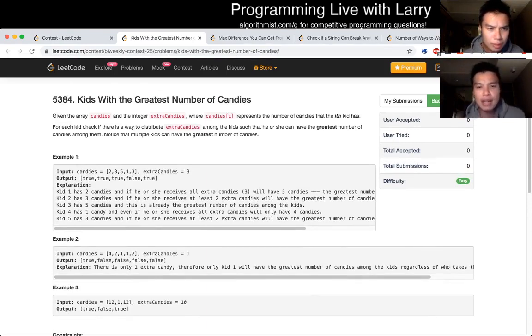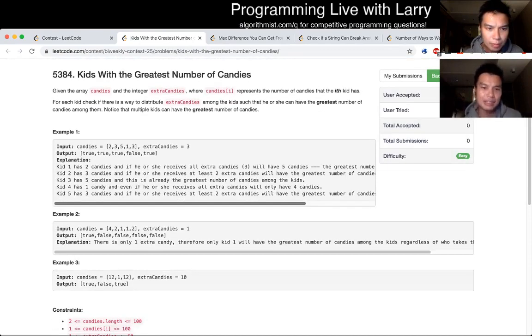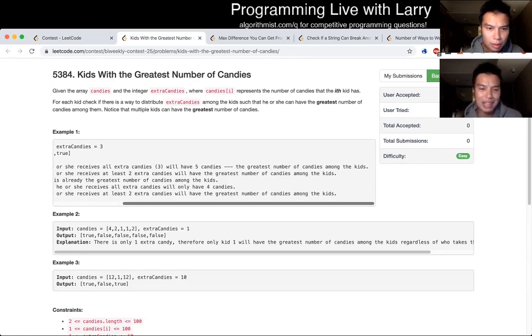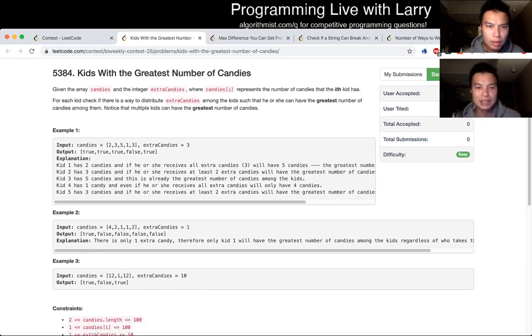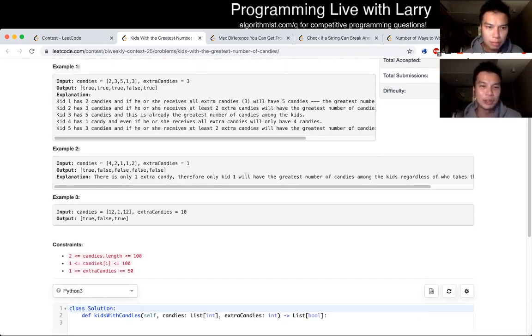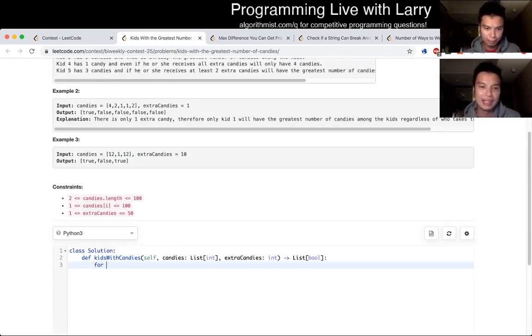For this problem, after reading it, I was just like, okay, this is greedy. I was trying to find a counter case, not a counter case to the problem, but more a counter case to whether I was reading it correctly. But the idea behind this problem is just to give all the extra candies to each person, one at a time, and test whether that would make them contain the most candy.